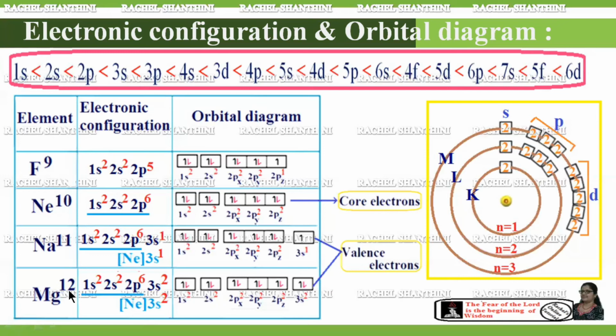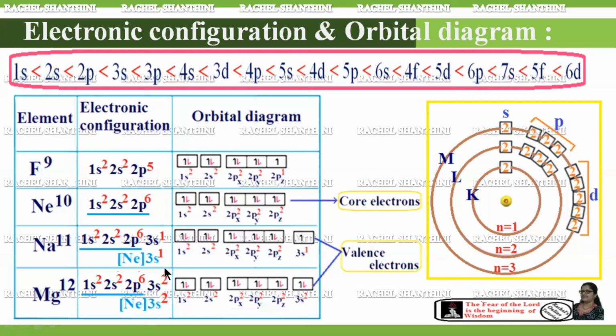To write the electronic configuration, as usual, we have to write 1s2, 2s2, 2p6. Up to this, we have 10 electrons, right? So here we have 12. So 12 minus 10, the remaining 2 electrons will be there. Those 2 electrons occupy the 3s orbital. Here also we could see the configuration of neon. Both these patterns for writing electronic configuration are acceptable.